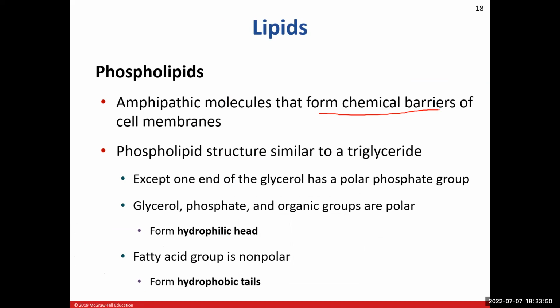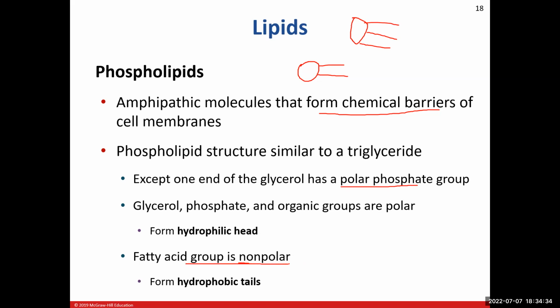So phospholipids are very similar to triglycerides, except they only have 2. Let me just show you. Here is our triglyceride, so you have the 3 fatty acids hanging off. Well, a phospholipid has 2. Our phospholipid has the glycerol component to it, and this is important to know, it has the polar phosphate group. And then our fatty acids contain the non-polar component.